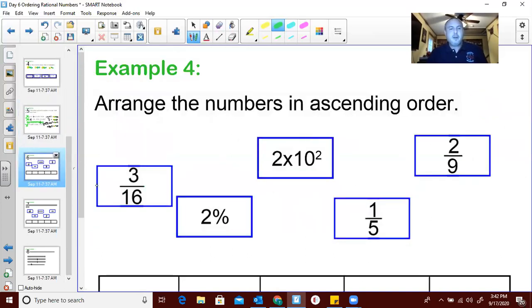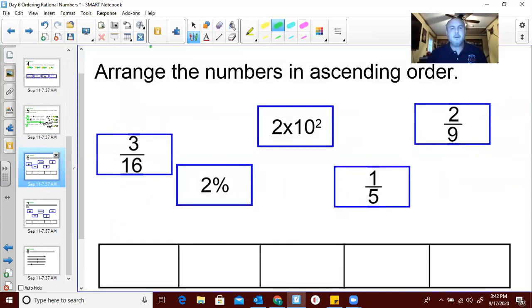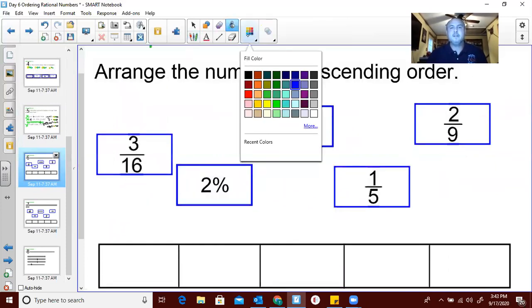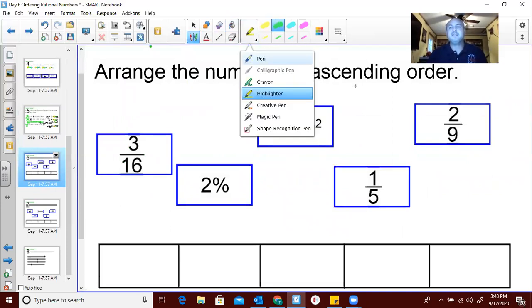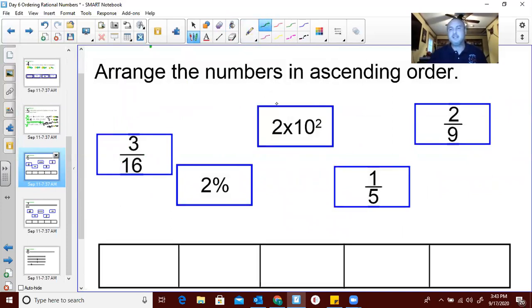All right, 3 more. Again, first step is to read the question. We're putting them in ascending order. Ascending means smallest to largest. So we're going to put these into decimals.